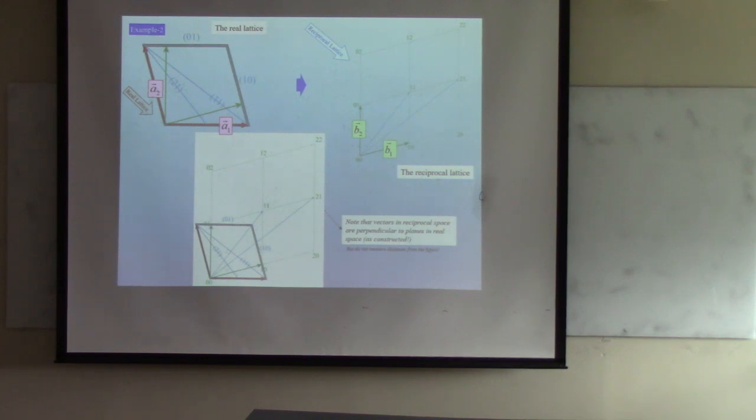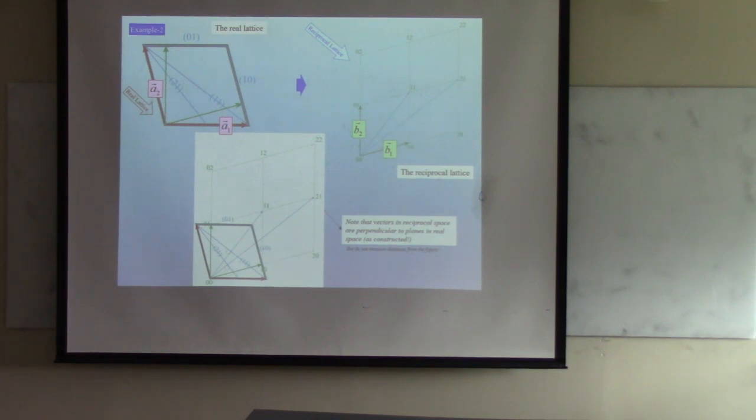A1 dot B1 equals 2 pi, A2 dot B2 equals 2 pi. The other ones, A1 dot B2, A2 dot B1, all these are 0, right? 4 equations. From there you can easily calculate this one. If you do that, you can easily find your B2, this value is 0.